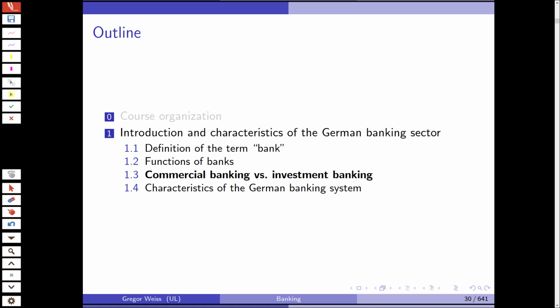Trading, securities. You want to buy stocks. You want to sell stocks. Debt financing. IPOs. You want to go public. You want to do an IPO, initial public offering. You want to finance yourself by issuing a bond. And everything else with which you get access to capital markets.